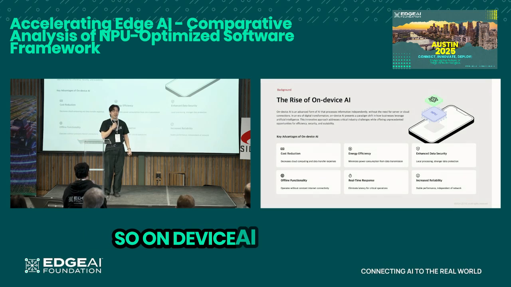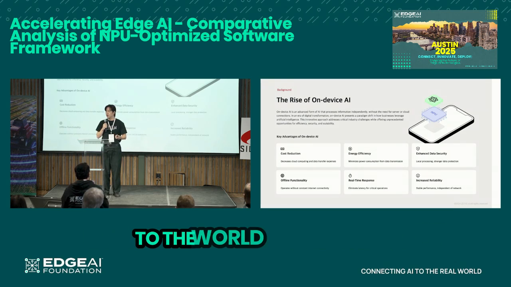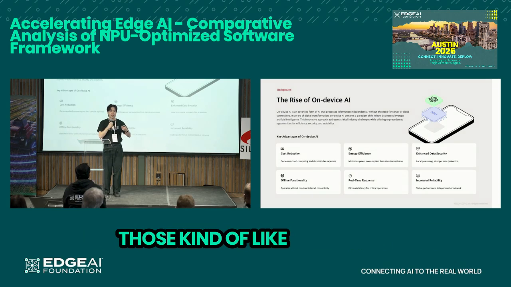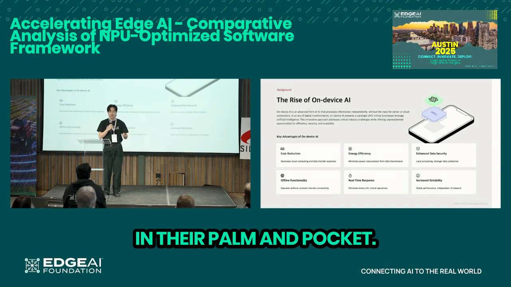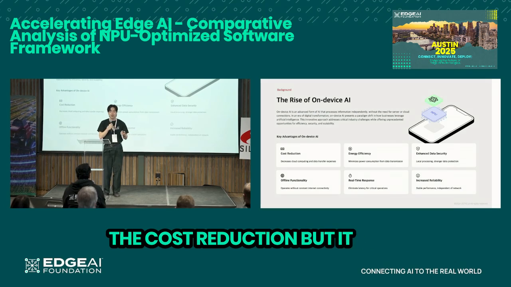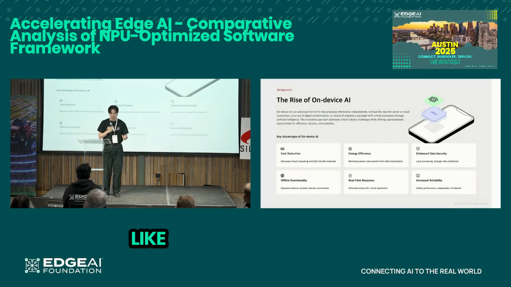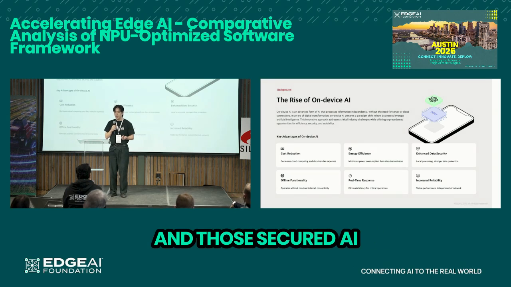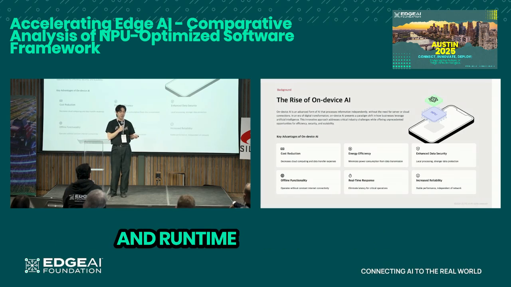So on-device AI has grown by utilizing the hardware that everyone has at the edge, in their palm and pocket. It provides not only cost reduction, but also other advantages like offline functionality, secured AI, and runtime responsiveness.